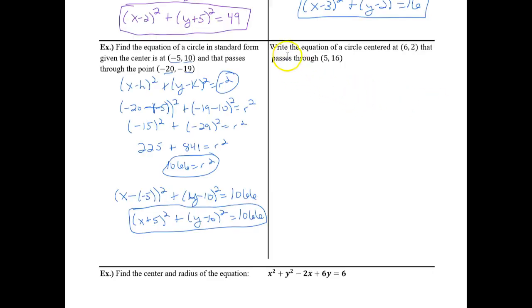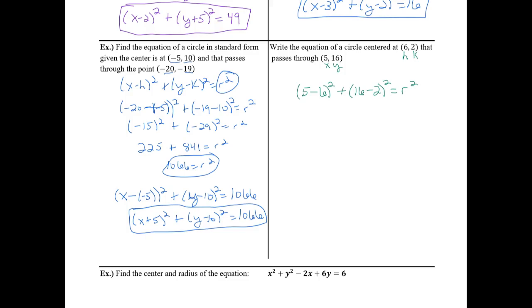All right, let's see how you did. So we're going to write the equation of a circle centered at (6, 2) that passes through (5, 16). Right, so this is our h, and this is our k, it's our center, and these are xy values that are on the circle. So we're going to plug those into our formula. So x is 5 minus our h, which is 6 squared, plus our y value is 16 minus k, which is 2 squared, equals r squared, which is what we're trying to find.